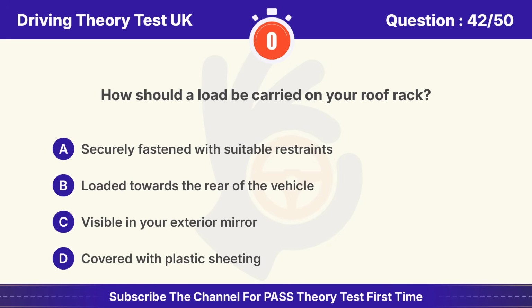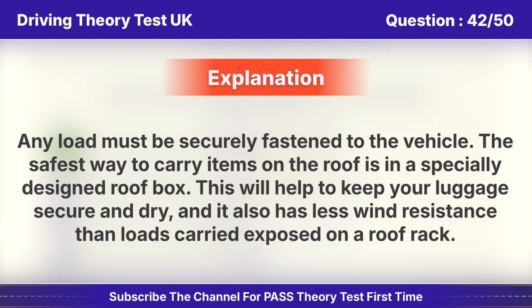Answer is A. Securely fastened with suitable restraints. Any load must be securely fastened to the vehicle. The safest way to carry items on the roof is in a specially designed roof box. This will help to keep your luggage secure and dry, and it also has less wind resistance than loads carried exposed on a roof rack.